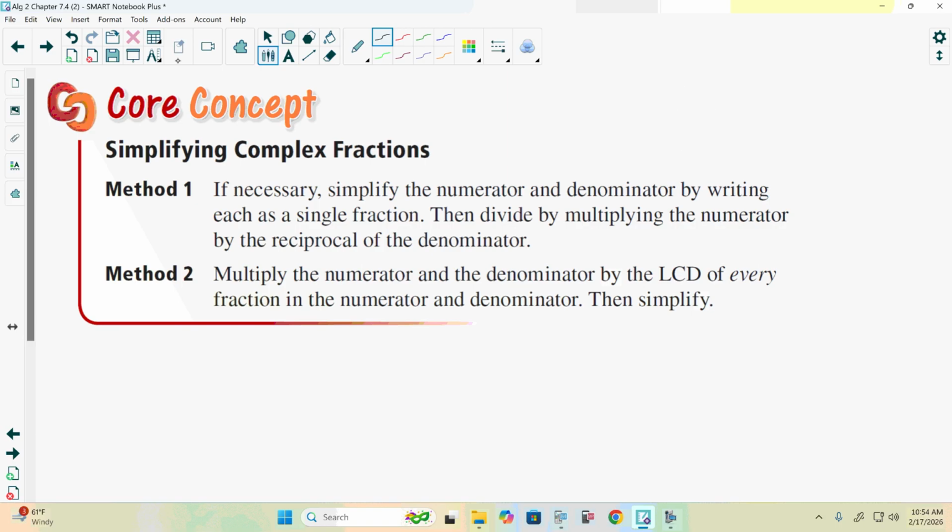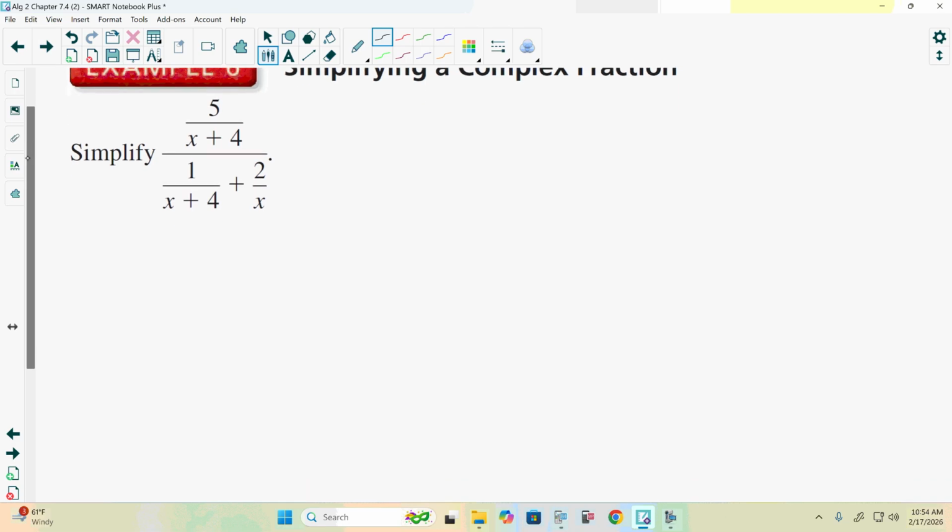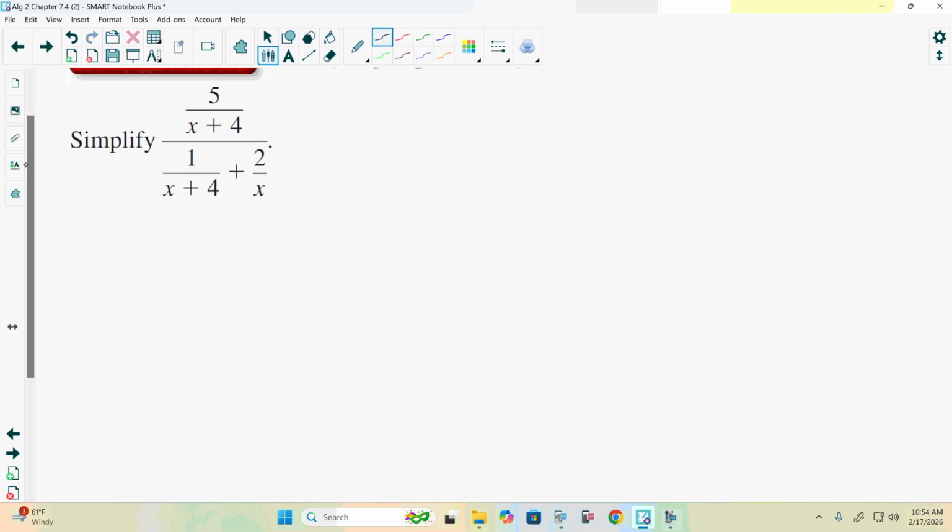Now there's two methods to simplify. One, if necessary, simplify the numerator and denominator, writing them as a single fraction, and then dividing by multiplying the numerator by the reciprocal of the denominator and simplify as far as possible. Or we can multiply the numerator and denominator by the least common denominator of the fraction and then simplify. So we're going to look at both of those methods because, yes, that's a lot of words trying to figure out what it's saying, what we're trying to do. Now, when we look at this here, we're going to do it by method 1.